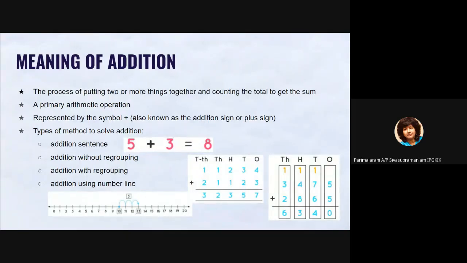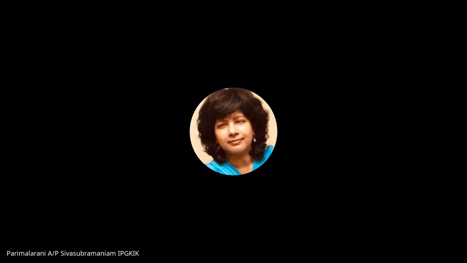So there are two models. One is the altogether model, which they have shown throughout the slides. And the second model is the measurement model, which is usually shown using number lines. That is the meaning of addition. Enough. No need to talk about algorithms. Okay, this group finished. Any questions, anyone? If you don't have questions, we go on to the next group.